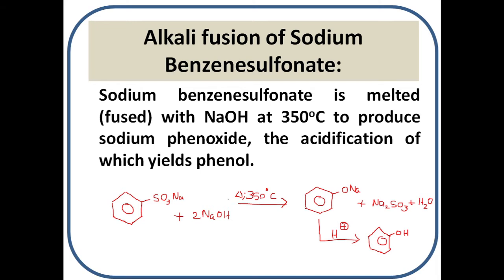The next method is the fusion of sodium benzene sulfonate. Phenol may be prepared from sodium benzene sulfonate. Actually, sodium benzene sulfonate is melted or fused with NaOH at a temperature of 350 degrees Celsius, when sodium phenoxide is formed. The sodium phenoxide thus formed may be acidified to get phenol.